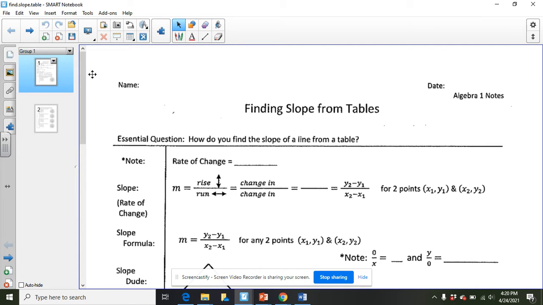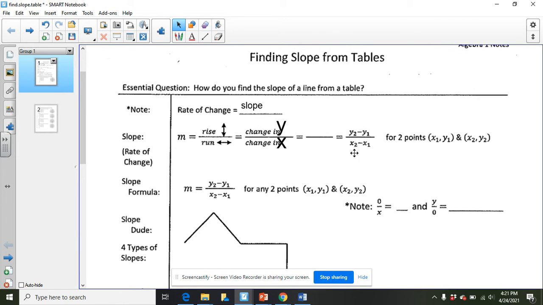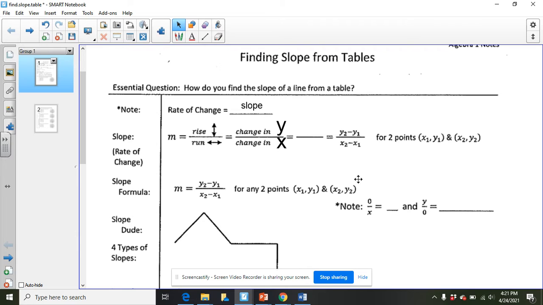So real quick, I want to remind you that the rate of change is the same as the slope. And there's several ways that we can calculate slope. We can calculate rise over run, okay? You can calculate the change in y over the change in x, which is calculated as y2 minus y1 over x2 minus x1, okay?